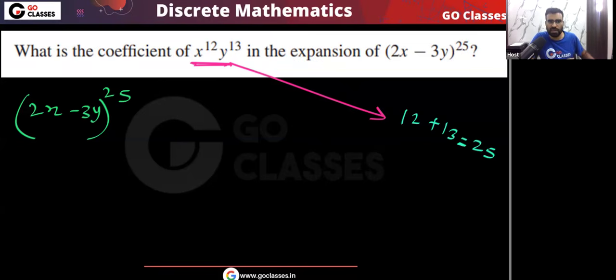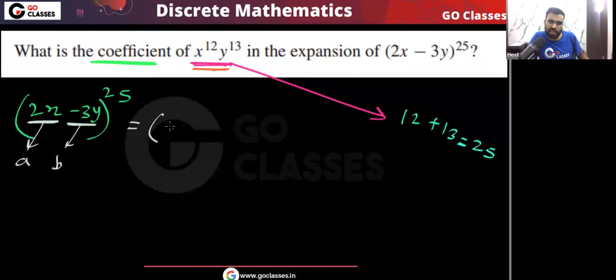Yes, so this term will definitely exist in the expansion. Now the question is asking for the coefficient of this. So here you can easily see x power 12 y power 13. First of all, let me tell you what you can do. You can consider this as a, and you can consider this whole thing as b.